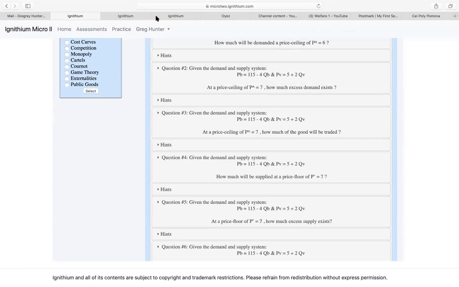Okay, I can see Miles is ready. And Benjamin's ready. Great. Okay, so Miles, what did you come up with? How much of this good will be traded, do you think? I think 19. You think 19 units. And what do you think, Benjamin? I got 1 unit. So you said 1 unit will be traded.